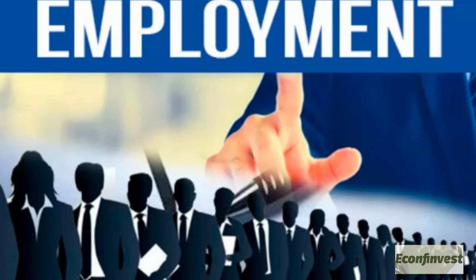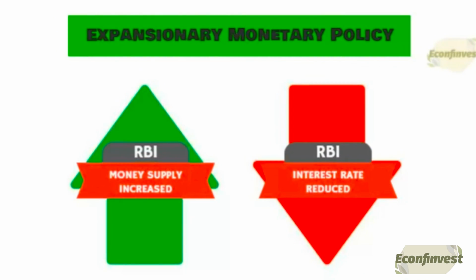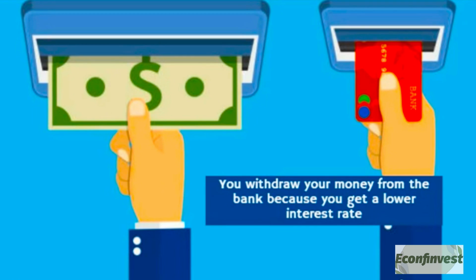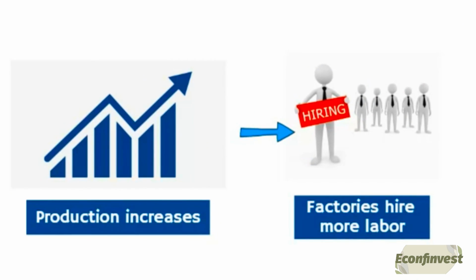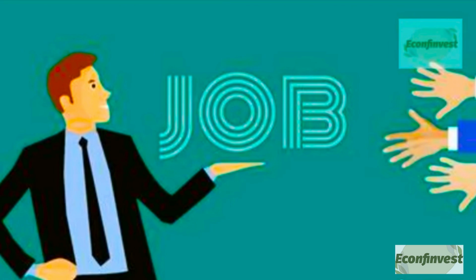How does the country generate employment? By implementing expansionary monetary policy, the central bank increases the money supply and lowers interest rates. You withdraw your money from the bank because the interest rate is lower. You buy more goods, and demand increases. Businessmen borrow more money from the bank because the interest rate is lower. By taking loans, businessmen increase production. Production in the economy increases, and factories hire more workers, which creates employment and jobs.